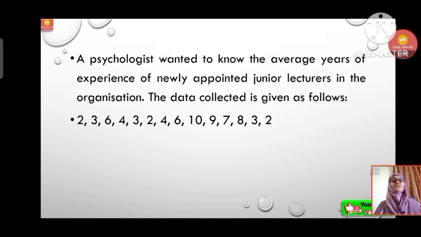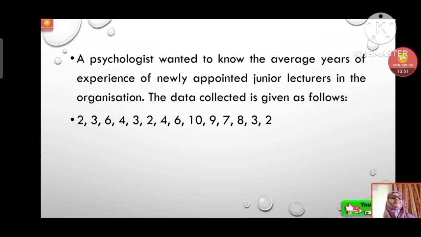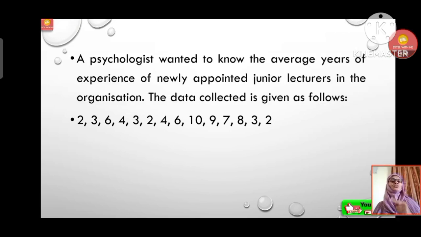A psychologist wanted to know the average years of experience of newly appointed junior lecturers in the organization. The data collected is given as follows: 2, 3, 6, 4, 3. You can see here the data.